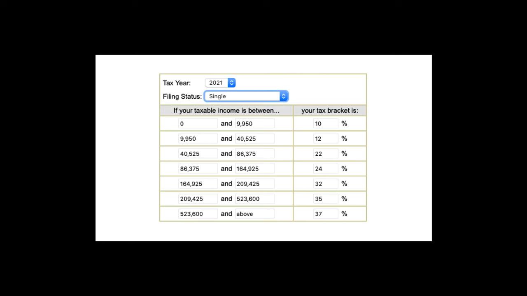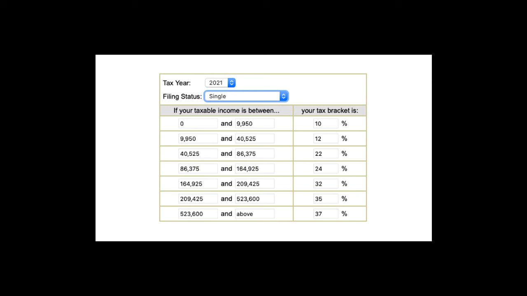So you can sort of see, if you have earned, let's say, $100,000 for 2021, your income is actually broken up into 4 different tax brackets. Part of your income is taxed at 10%, another part is taxed at 12%, another portion is taxed at 22%, and then some of your income, roughly $14,000 of your income, is going to be taxed at 24%.